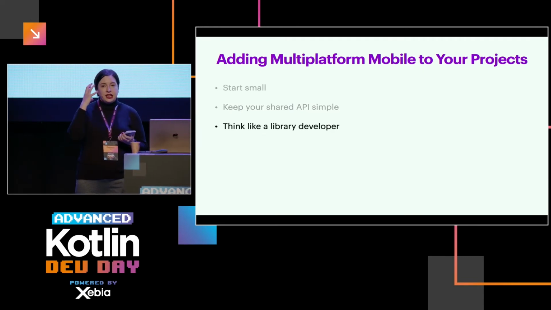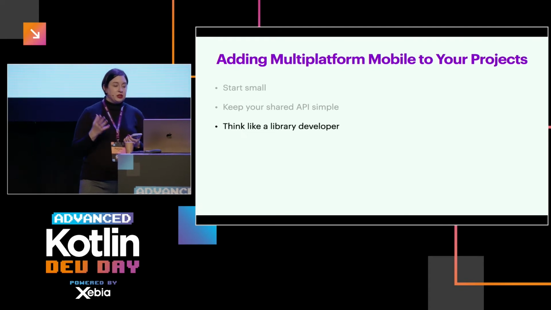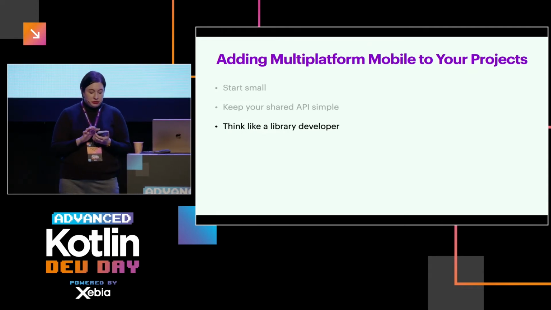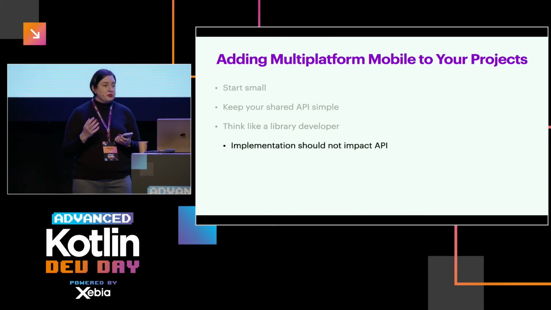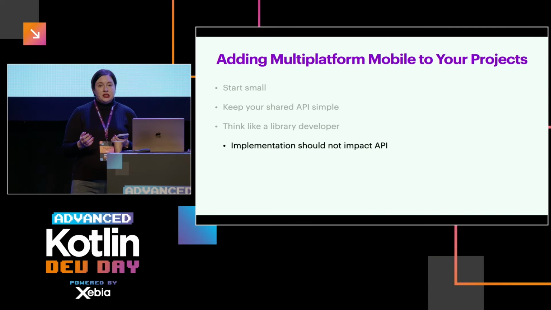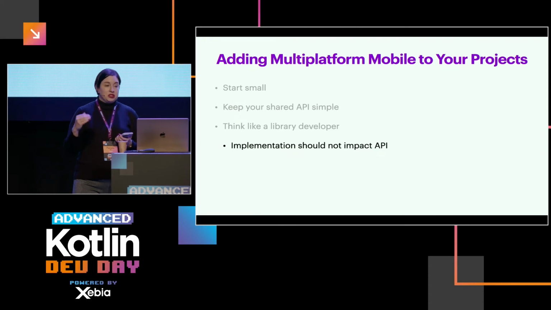And thirdly, think like a library developer. I recommend having a look at Joshua Bloch's How to Design a Good API and Why It Matters presentation for more guidelines. But for now, I stole a couple of his points. The first point is implementation shouldn't impact API. I shouldn't be able to guess what technology or library you're using in the background to implement your API.